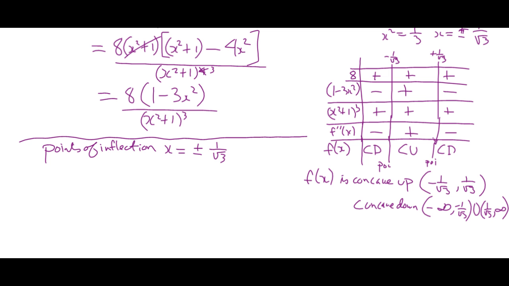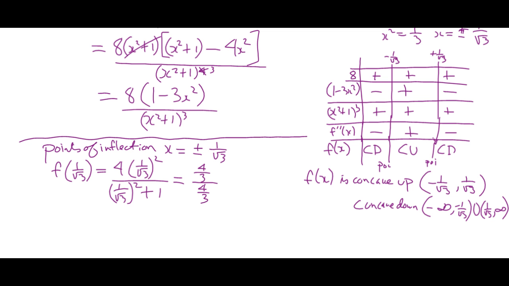Well, whether it's plus or minus 1 over root 3 won't matter terribly, because they'll both be positive. So f of 1 over root 3 is 4 times (1 over root 3) squared over (1 over root 3) squared plus 1. And f of negative 1 over root 3, well, we know it's symmetrical, and you're just going to square, so it's going to be the exact same number. So we've got 4 over 3, and we've got 1/3.